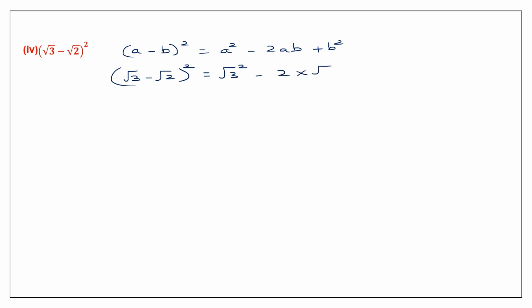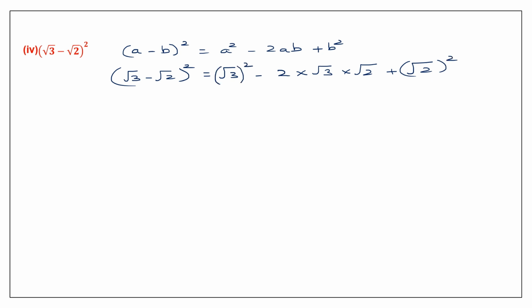Question 4, (root 3 minus root 2) the whole square. Here also let's apply the identity (a minus b) the whole square, which is a square minus 2ab plus b square. So here it is (root 3 minus root 2) the whole square. So a square will be (root 3) the whole square, minus 2 into a, that is root 3, into b, which is root 2, plus b square will be (root 2) the whole square.